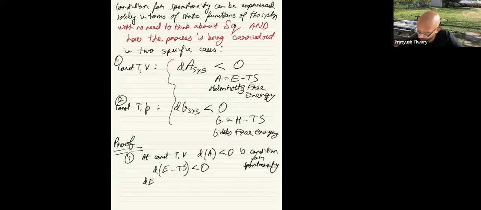In other words, dE minus TdS minus SdT less than 0. What can we say about SdT for this process? It's happening at constant temperature. So what is the value of SdT? It's 0, right? It is equal to 0, because we are talking about constant temperature and volume.